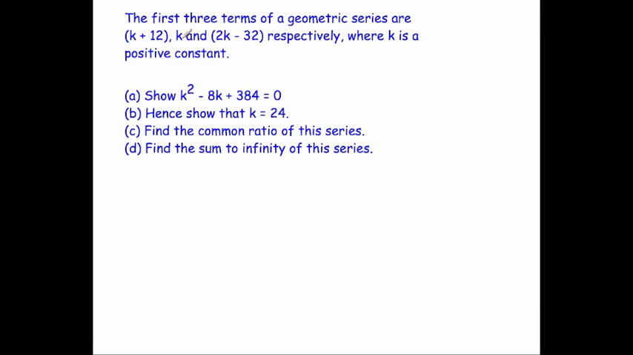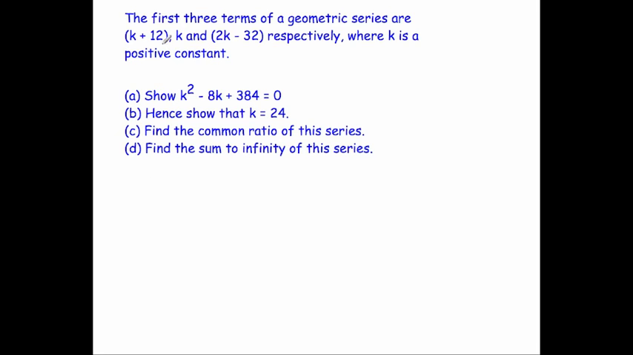So this question says the first three terms of a geometric series are k plus 12, k, and 2k minus 32 respectively, where k is a positive constant. And part A says show that k squared minus 8k plus 384 equals 0.